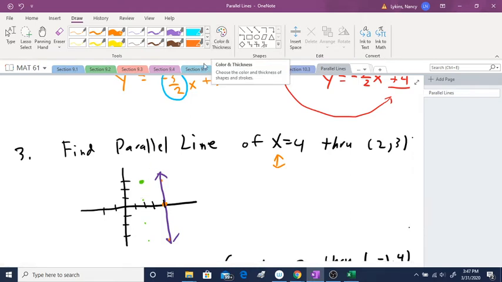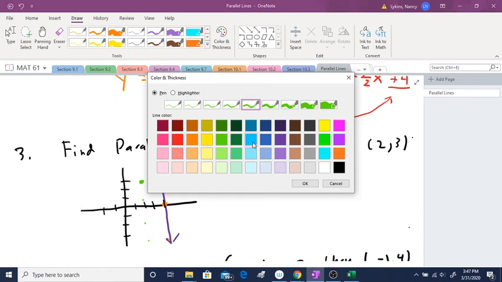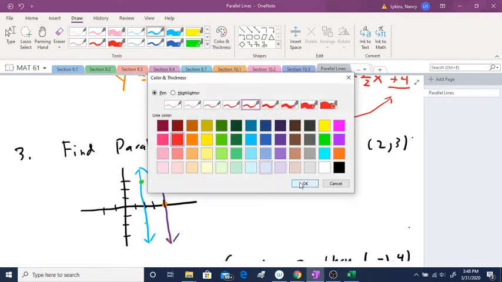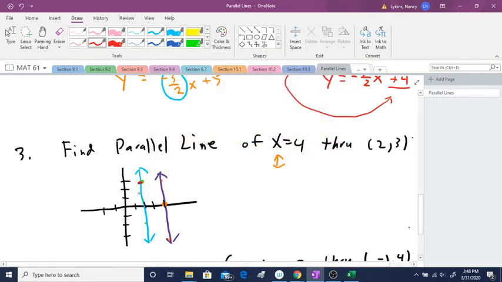Now notice something. Notice this point right here. That's where my coordinate (2, 3) is. Where does that line hit? Well, if I go straight down and look on the x-axis, it hits at x equals 2. So that means my parallel is x equals 2.